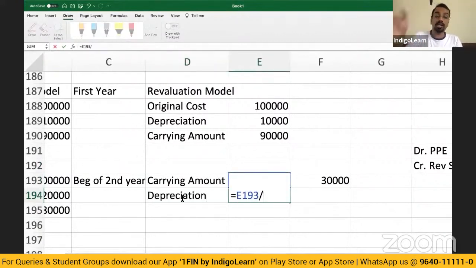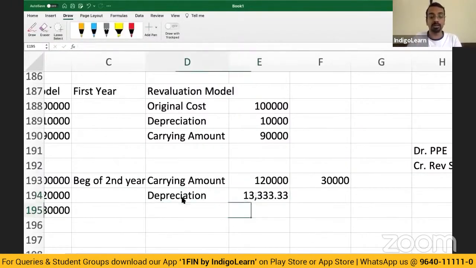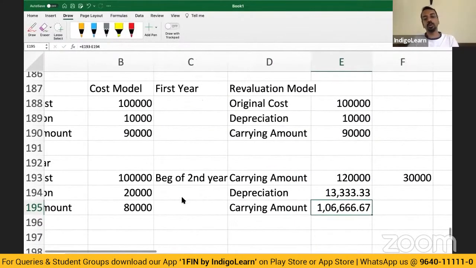Then on this carrying amount, for the remaining 9 years, what will be the depreciation? 1,20,000, now 9 years are left, right? Beginning of the second year means 9 years are left. Depreciation will be 13,333. Carrying amount will be 120 minus 13,333. This is how you will continue to provide depreciation in the books.